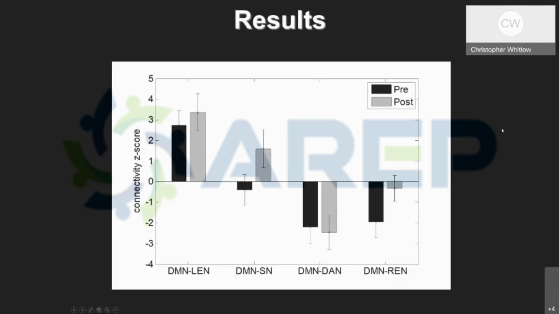We found statistically significant preseason versus postseason changes in network connectivity in players with the greatest exposure versus those with the least exposure. Specifically, we saw an increase in default mode network interconnectivity with the salience network between pre- and postseason scans. And we also saw that the magnitude of antiphase correlation between default mode network and right executive network decreased significantly in postseason scans. And there was no significant difference in connectivity between default mode network and dorsal attention network or left executive network.